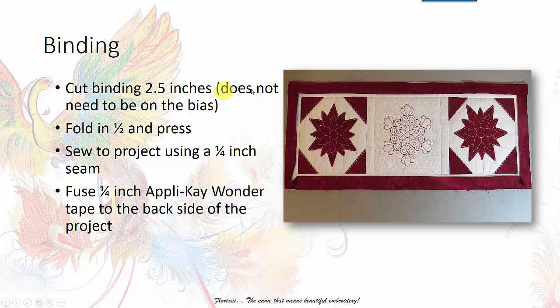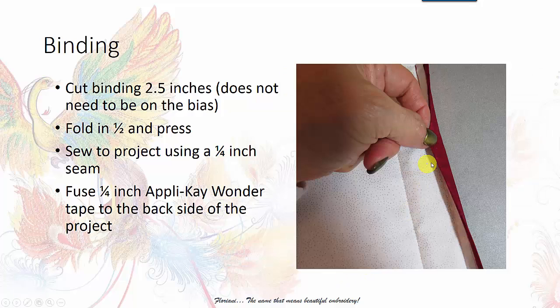I cut my binding 2.5 inches, and notice this is square, so you don't even need to cut your binding on the bias. It'll work fine without that. Fold your binding in half and press it, and then sew the binding to the outside of the project using a 1/4 inch seam. Now, I do this. After I've got my binding on the front, I fuse a 1/4 inch piece of Floriani Applique Wonder Tape or Quilter Select 1/4 inch applique tape. The key is 1/4 inch.